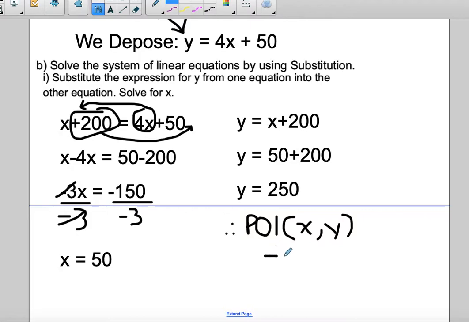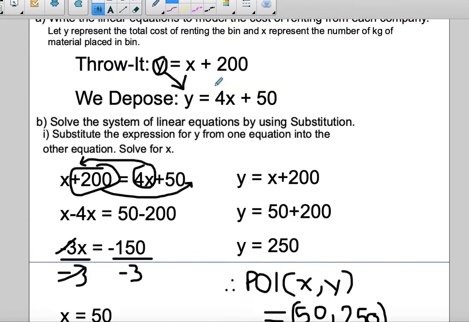And we found that that is equal to our x value here of 50 and our y value of 250. And that is a coordinate, so it all goes into a set of brackets. So looking ahead, our point of intersection is (50, 250).